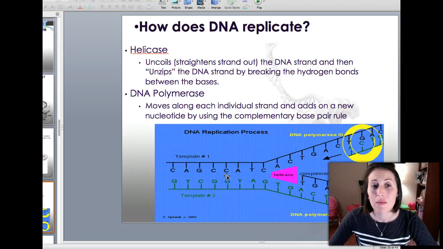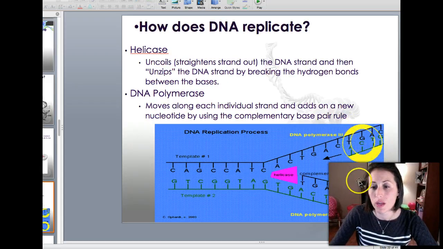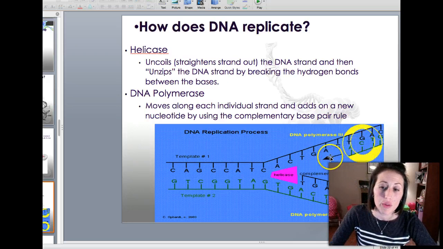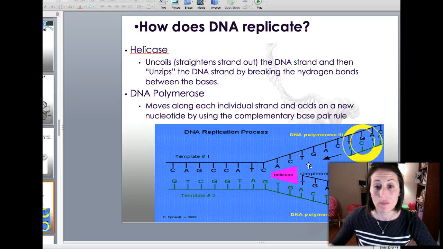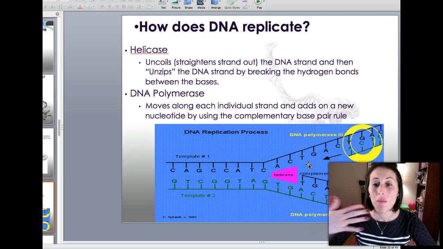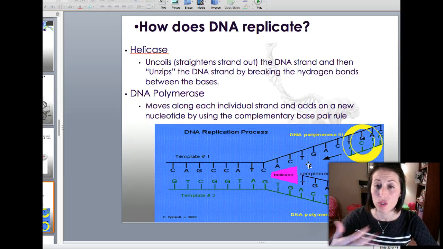The second enzyme is DNA polymerase, and that is signified by this circle right here. There's one here and then there's one down here. So each polymerase is going to come in and it's going to move along those open bases, and it's going to add a new nucleotide to every single one of those bases, following the base pair rule, okay? So it's going to make the complementary base pair on the new strand of DNA.